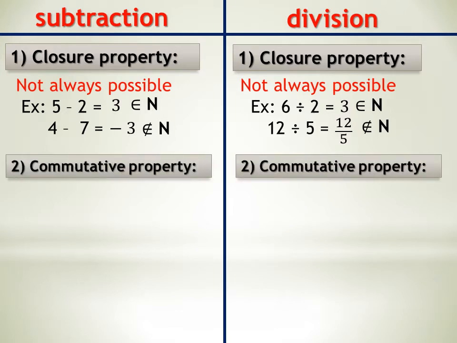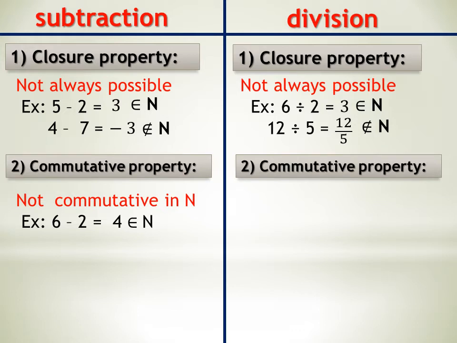The second property is the commutative property. As we said before, commutative means change the places. And subtraction is not commutative in N. Why? Let's see. For example, when we have 6 minus 2, the answer will be 4, and the 4 belongs to N. But when we write 2 minus 6, on the calculator the answer will be negative 4, and it doesn't belong to N, because there are no negative numbers in N. So we can't say the commutative property holds in subtraction.